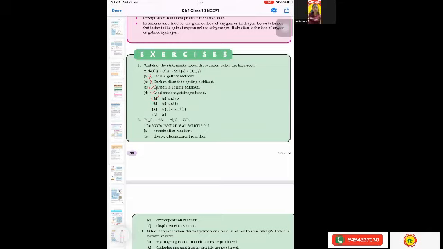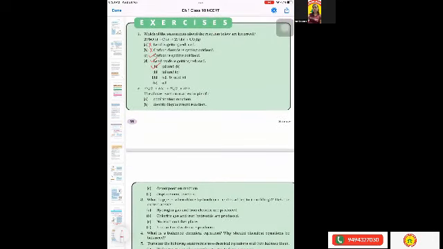Next answer will be given by Sai Siddhartha. Can you please answer the second question? You have to identify the type of reaction this one is. Sai, are you there? Yes, ma'am. Reaction is an example of displacement reaction. In a displacement reaction, the more reactive element is displacing a less reactive element.